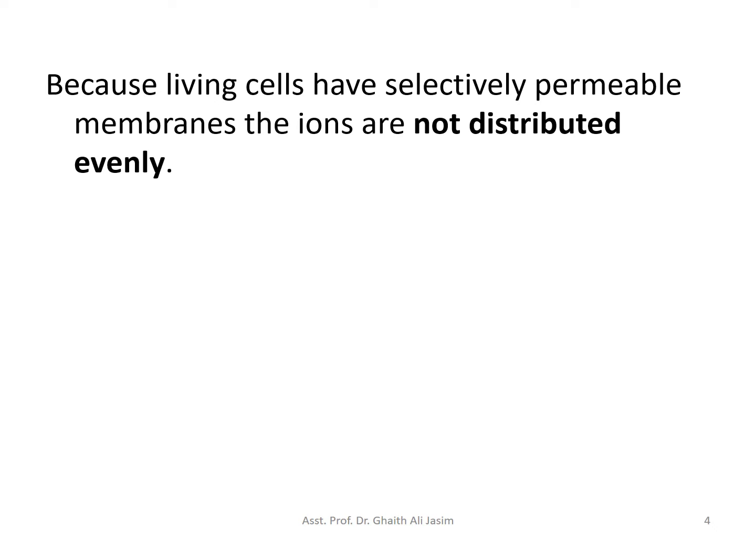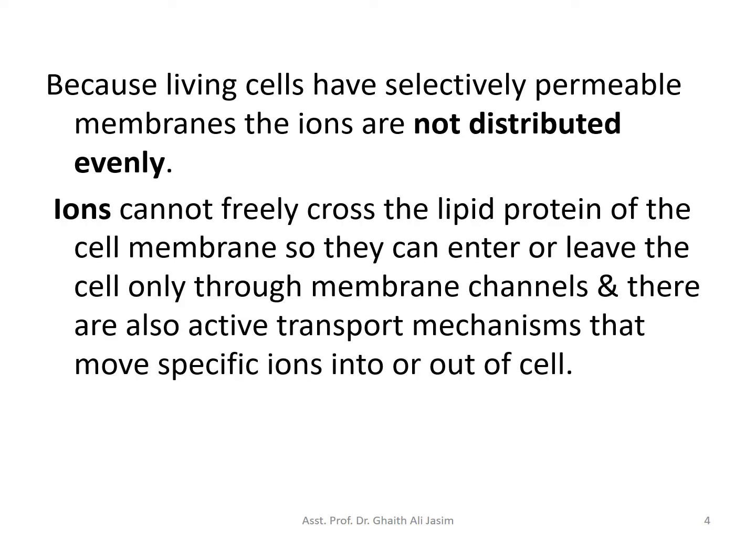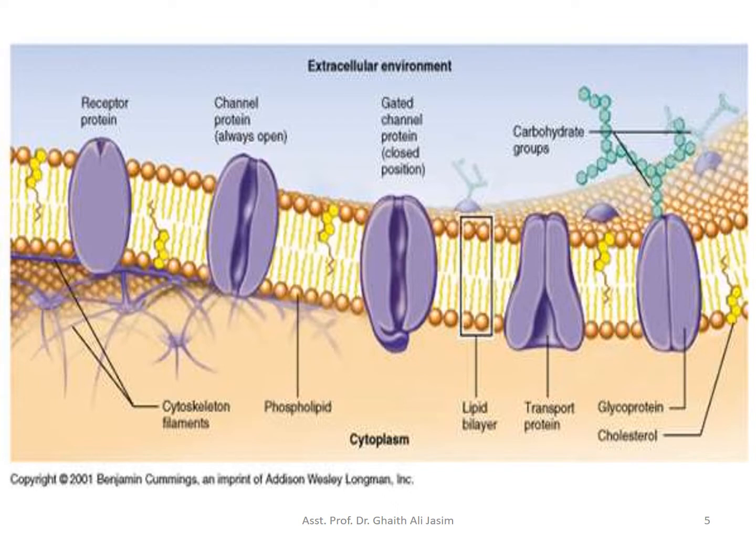Because living cells have selectively permeable membranes, the ions are not distributed evenly. Ions cannot freely cross the lipid protein of the cell membrane, so they can enter or leave through membrane channels, and there are also active transport mechanisms that move specific ions into or out of the cell.